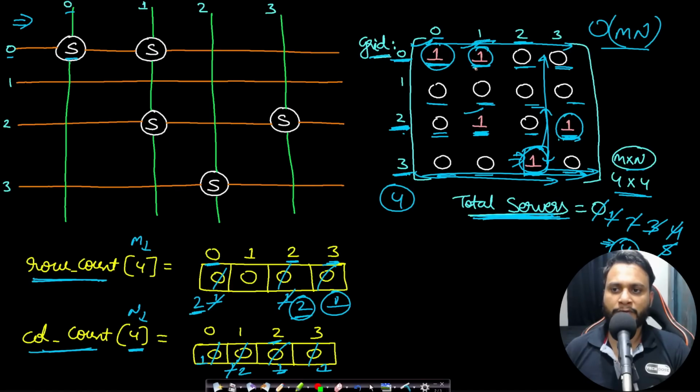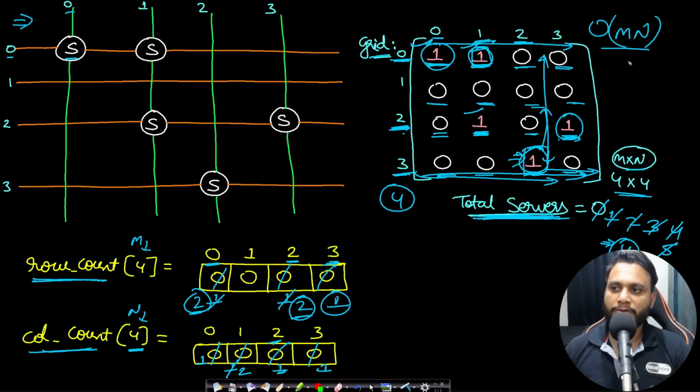So if you are thinking that okay, when I was checking for the server, if the row count was greater than 1, then it was fine. I was not even looking at the column count, because the column count is not important. You have somebody to actually communicate in the same row, so why check the column? Alright, the column will only be checked if the row count is exactly 1. It cannot be 0, right? If you are present in a row, then it cannot be 0.